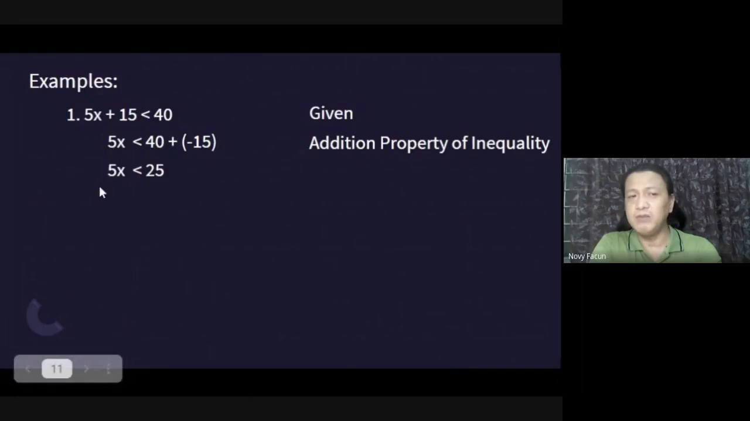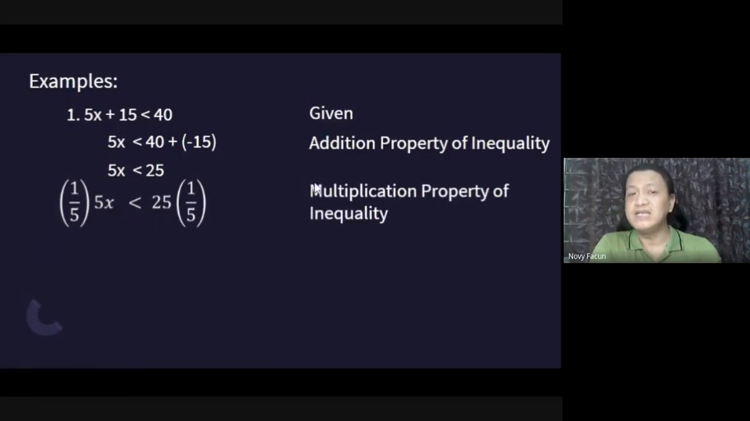Just simply divide both sides by the 5 or by the reciprocal of 5, which is 1 over 5. Okay, and therefore, you can now cancel 5. X na lang matitira sa left side ng inequality. But on the right side of the inequality, what is 1/5 of 25? So using the multiplication property of inequality, that will become x is less than 5.